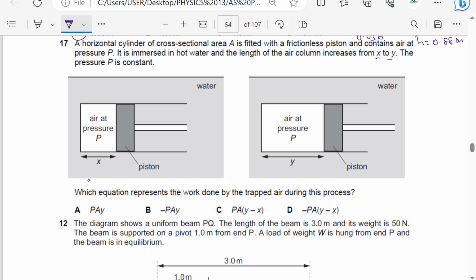Of course, we know that work done due to an expanding gas is equal to pressure times change in volume. The pressure is constant. For the change in volume, the length changes from X to Y, so the change in length is going to be Y minus X. Then the cross-sectional area was given as A. So the change in volume is going to be the cross-sectional area times Y minus X, so A into Y minus X. So our answer is going to be C.